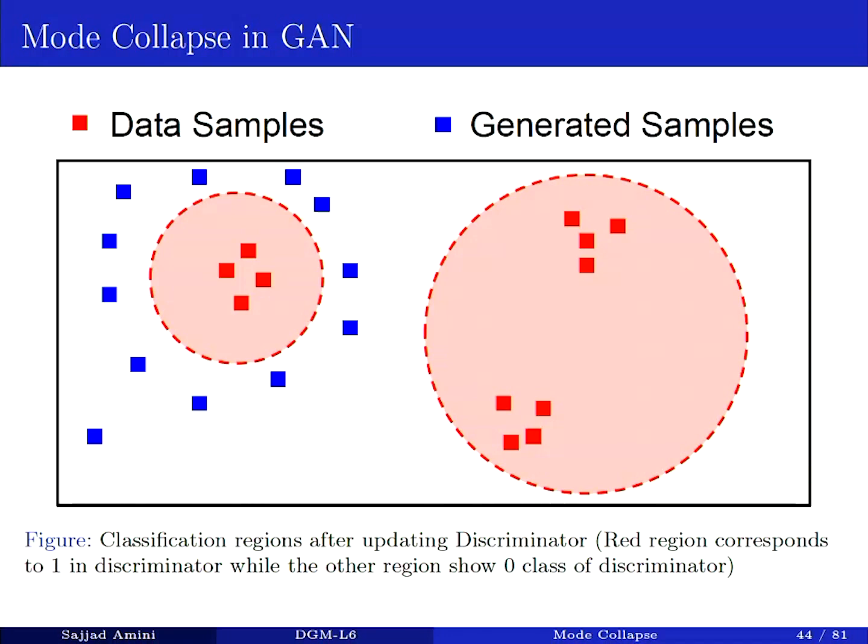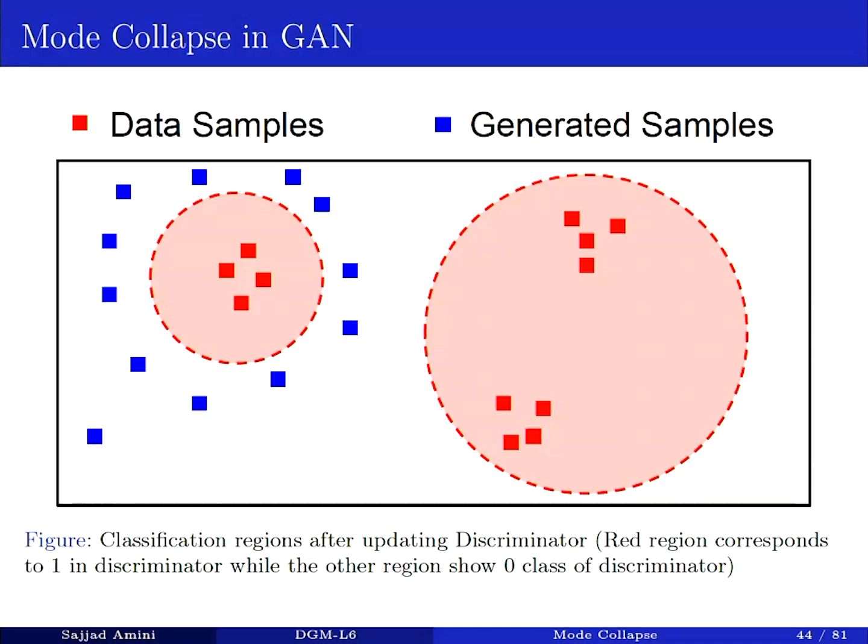Okay, so now you want to update. You see that the discriminator is perfect here. Do you agree? Why? Because it can ideally discriminate generated samples from the data samples. The red parts are the parts where the discriminator outputs 1, and the white part is where the discriminator outputs 0. So it is the optimal one.